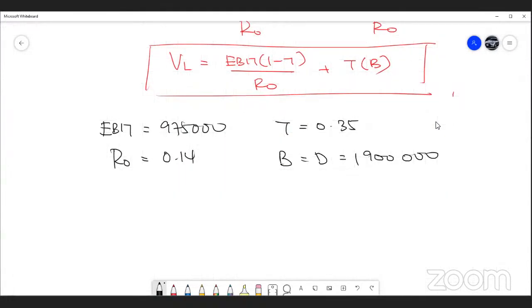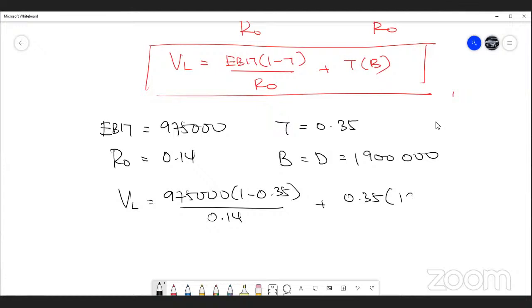So find the value of the levered company. They've given you the EBIT already, so 975,000 times (1 minus 0.35), divided by 0.14, plus 0.35 times your borrowing or your debt. So the value of your firm is 5,191,785 and 71 cents. This is the value of your firm. So simple. They give you all the information, you just fill in and find the value of your firm. 5.19 million.